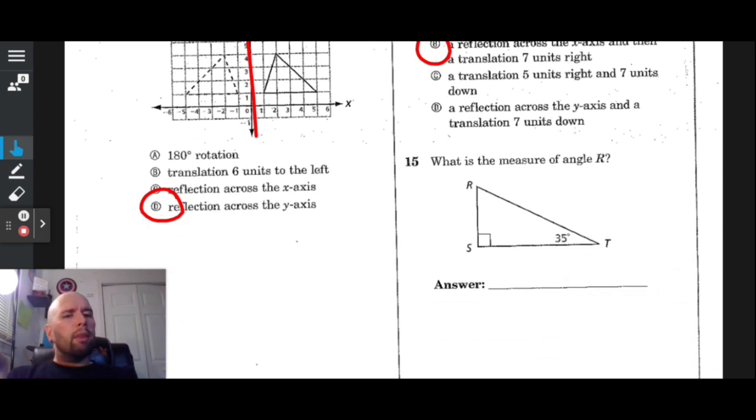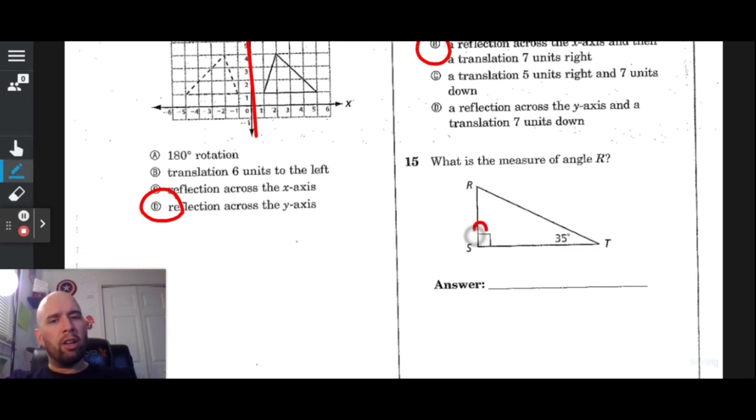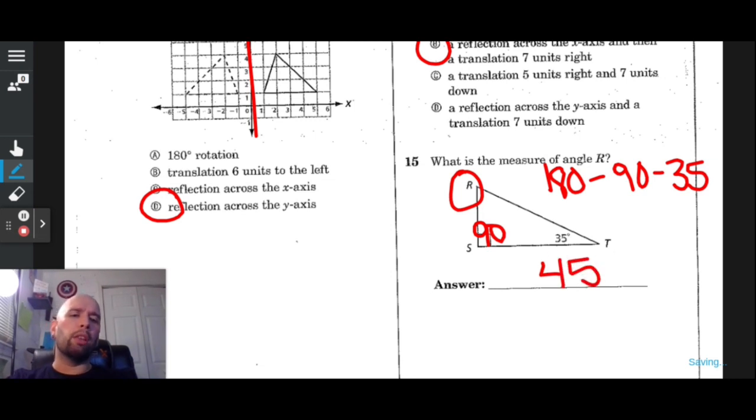This is not 8th grade, but I like it. It's easy. This is a right triangle. All triangles have 180 degrees in them, so this is 90. And you care about R. So 180 minus 90 minus 35 is going to be 45 degrees. You don't have to know this for 8th grade math, but it's easy.